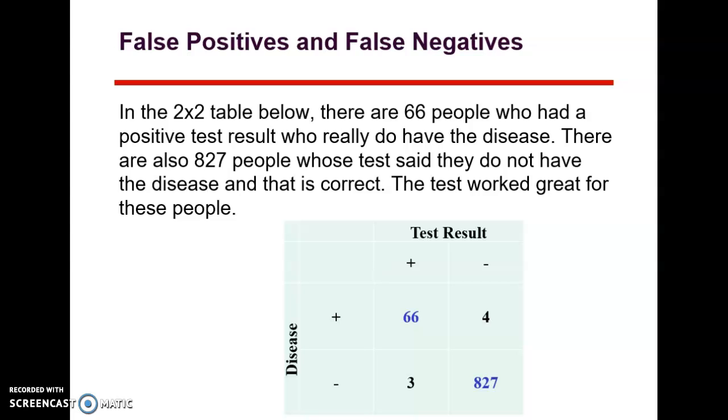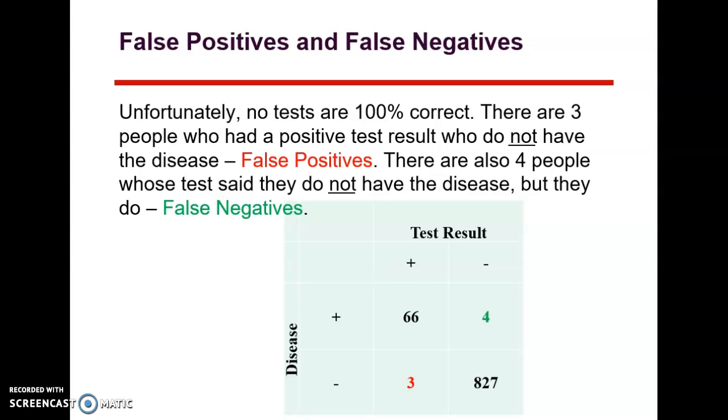In the second row, you see out of the 827 plus 3, that's 830 people who took it, it said 827 don't have the disease, and it's exactly right. So it looks like it's doing pretty well.